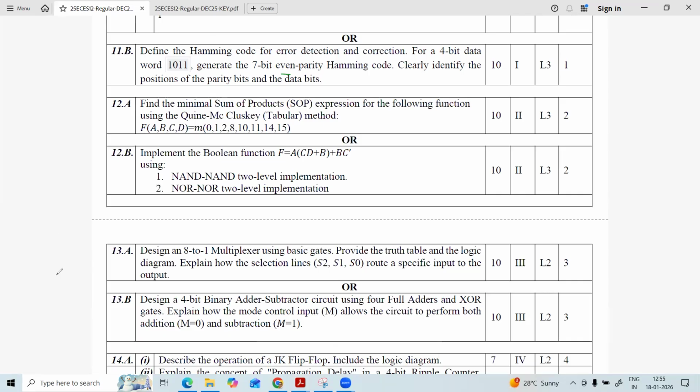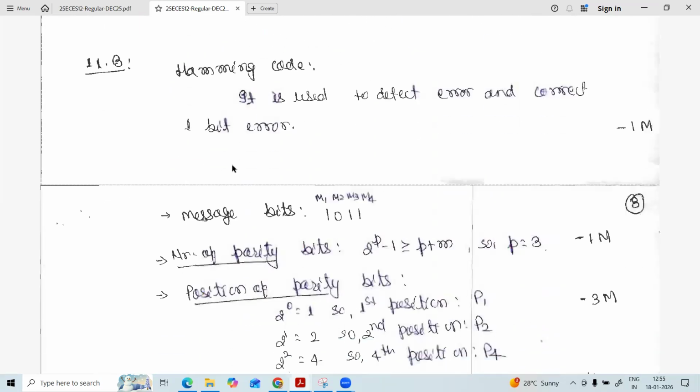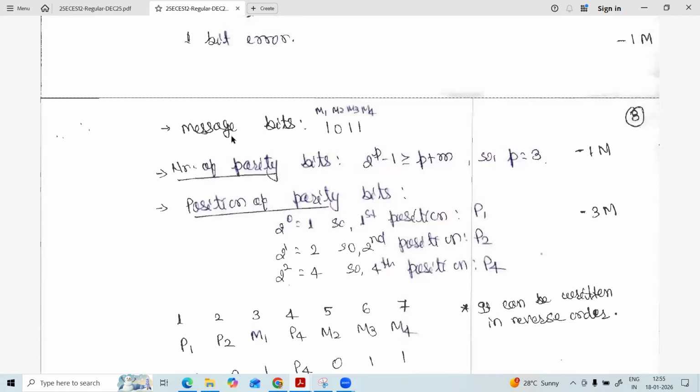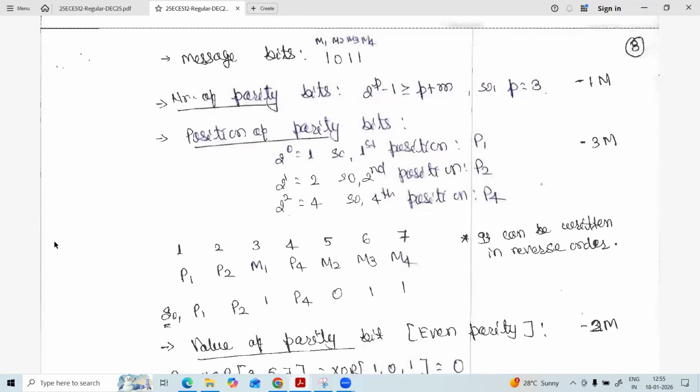So this one we can have some discussion about. Okay. So what is Hamming code? It is used to detect errors, and it will correct only 1 bit of error. Here, you see that message bits are given. You can write these message bits from left to right or right to left, but you should follow any one pattern. As per the standard way, we write from left to right.